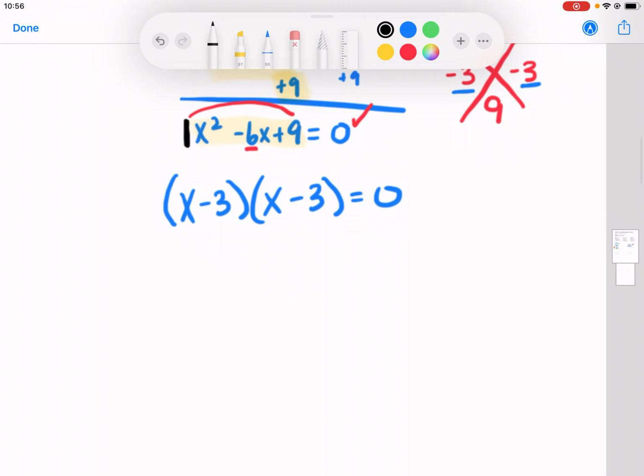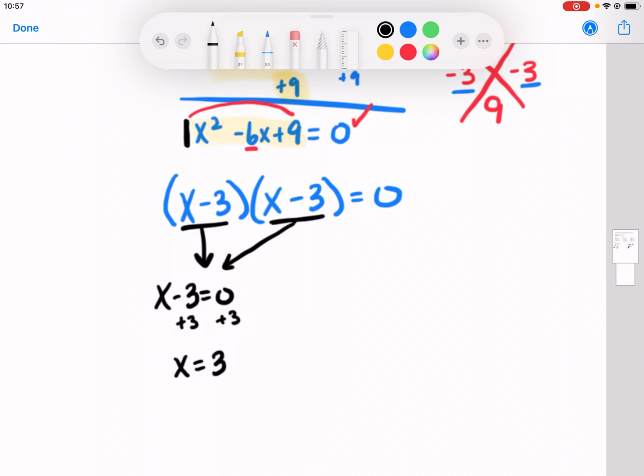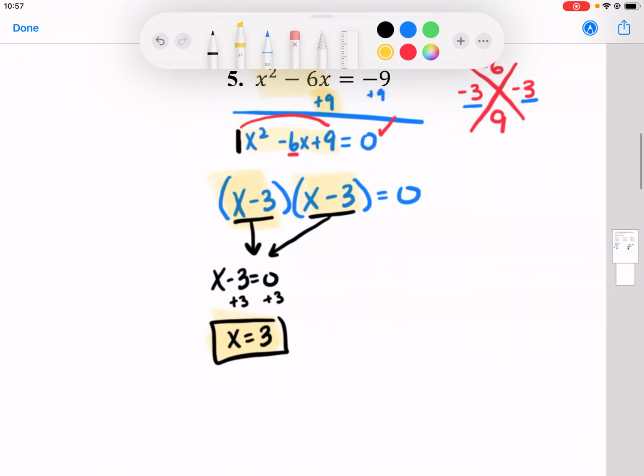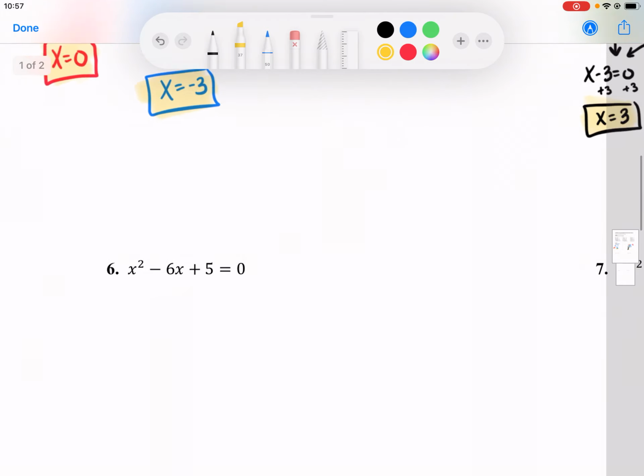Okay, so we've factored. So at this point, we're going to go ahead and take each factor, which in this case, both of them are the exact same. So I'm just going to write it once. And you're setting it equal to 0. And then we're going to solve for x by adding 3 to both sides. And there you go. This is an example where you just have one solution, but that's because the two factors were exactly the same. Okay, let's do another one.